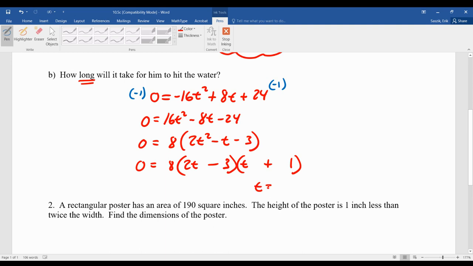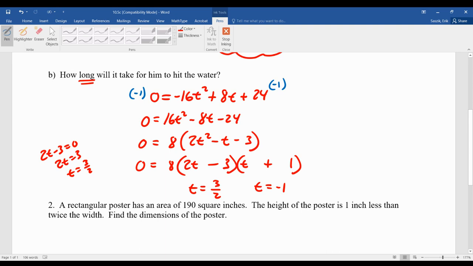So I get two answers. I get -1. And remember, the shortcut for this is this over this, change the sign. So I get 3 over 2, which is the same thing as 1.5. Now, if you forgot how to do this, remember 2t minus 3, we set that equal to 0. We move the 3 over, and we get 3 over 2.